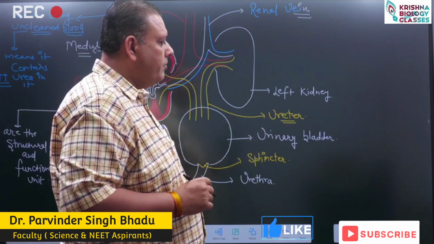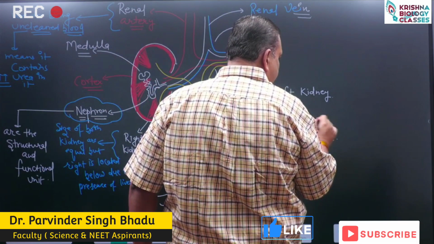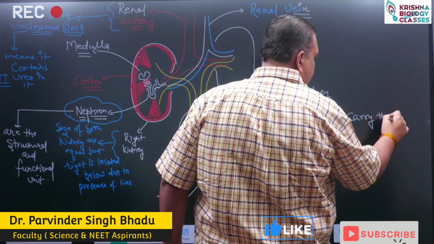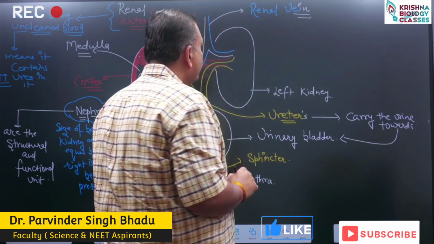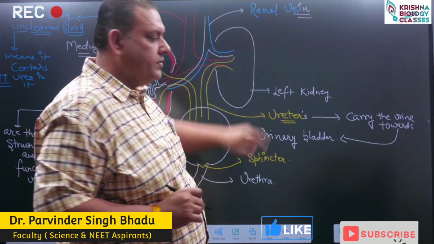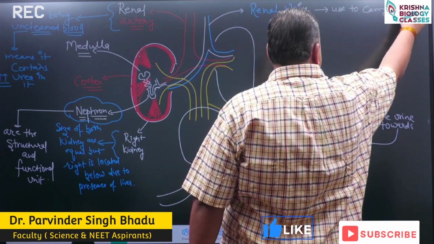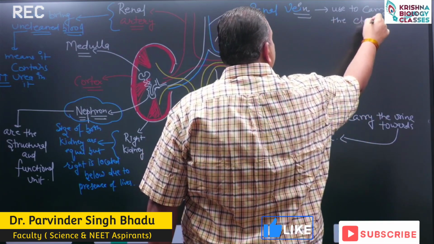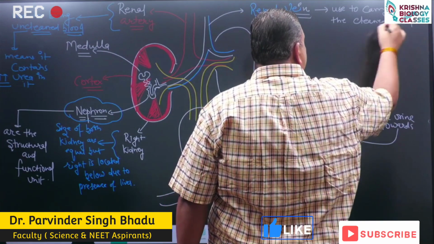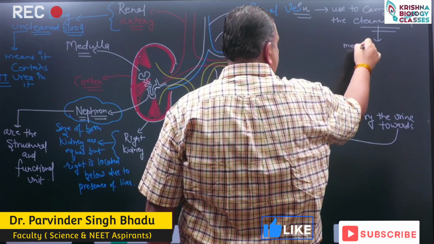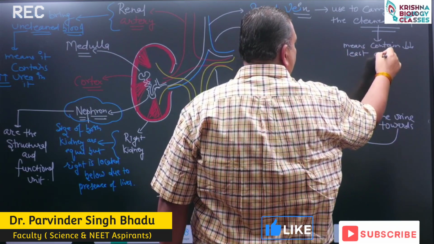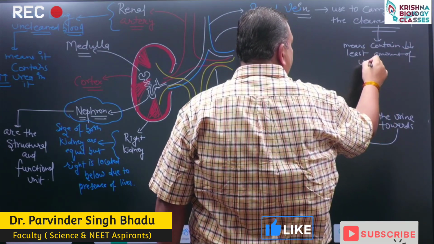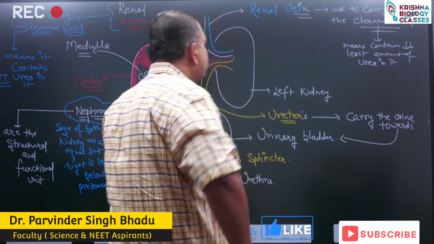This urine will be carried out by the ureters. So, these ureters carry the urine towards the urinary bladder. Whereas this renal vein used to carry away the clean blood. Clean blood means it contains the least amount of urea in it.